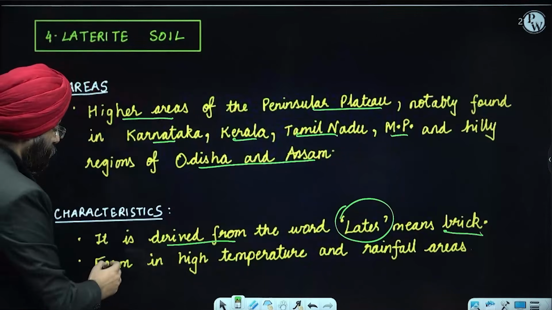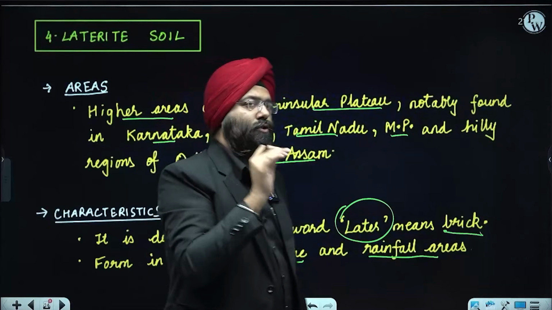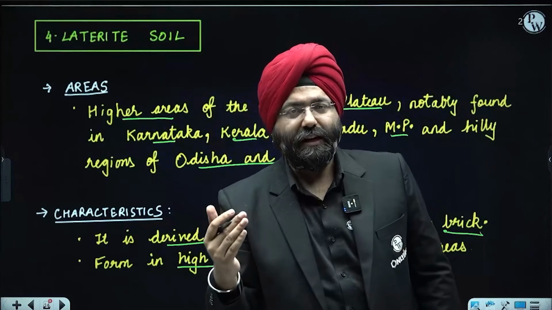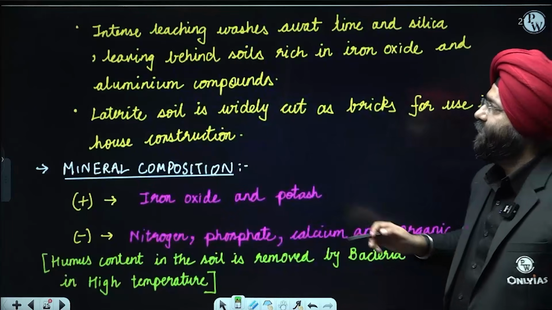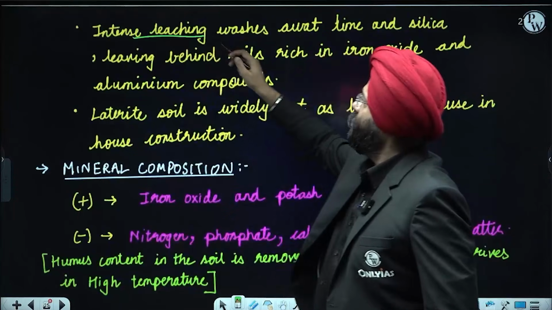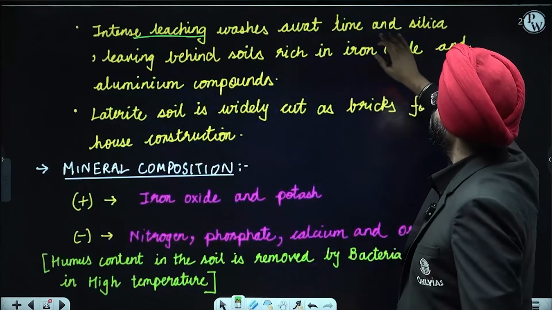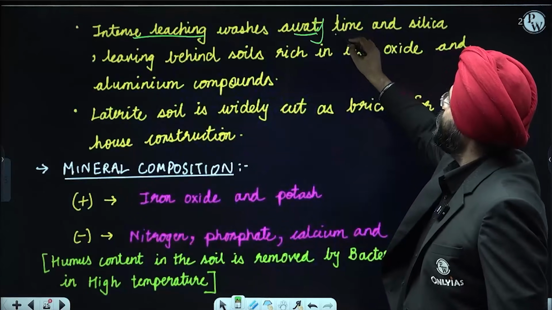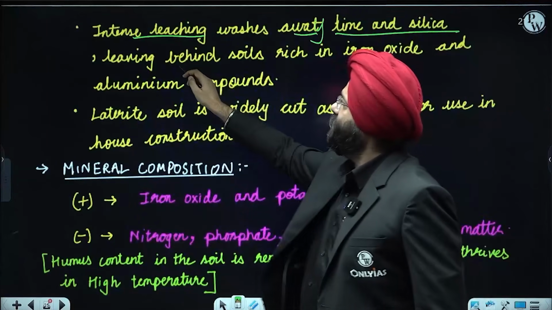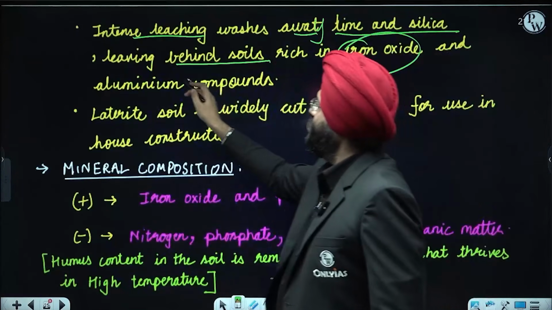Now see, it forms in high temperature and rainfall areas. So this is very, very important. These are those regions where the temperature is very high and the rainfall is also very high, right? Now see, intense leaching washes away lime and silica, leaving behind soils rich in iron oxide and aluminium.